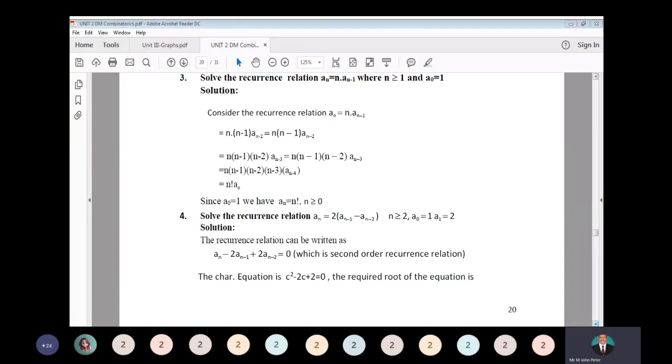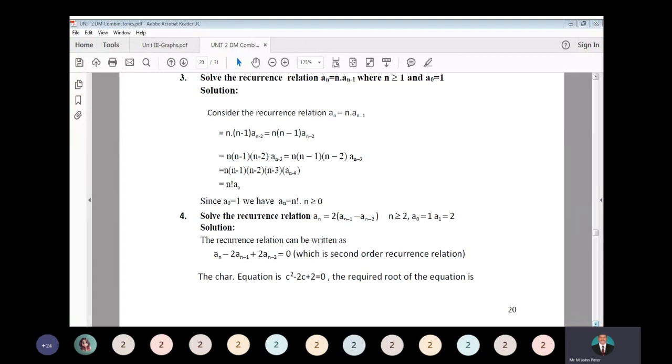Solve the recurrence relation an equal to n into an minus 1, where n greater than or equal to 1 and a naught equal to 1. Consider the recurrence relation an equal to n into an minus 1, that is n into n minus 1 into an minus 2. For an minus 1, using the basic formula, that is n minus 1 into an minus 2 as per the given condition. That is n into n minus 1 into an minus 2.